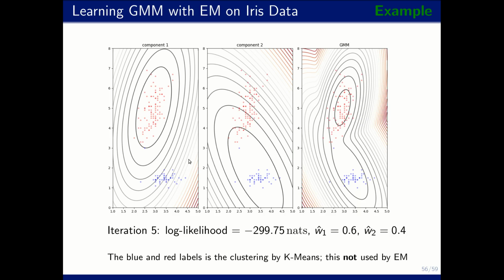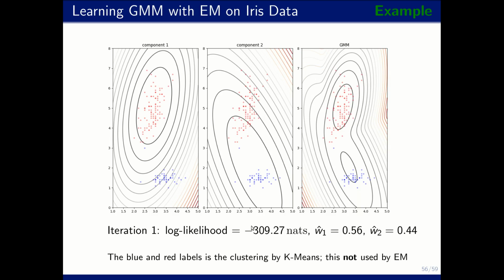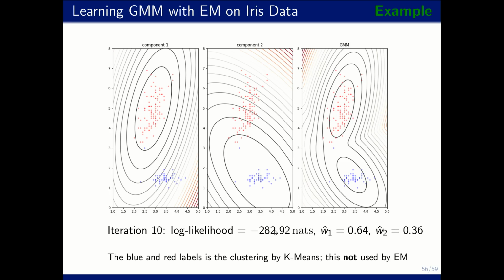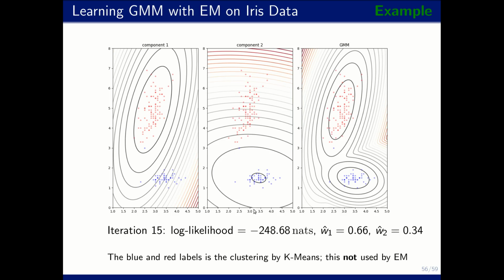After 5 iterations, we are at minus 299, and this component has moved a bit. After iteration 10, the log likelihood has increased again, and this blue component, the component belonging to this blue cluster, has moved closer. And after 15, slowly the covariance starts to adapt to the shape of this cluster, and the likelihood has again improved.